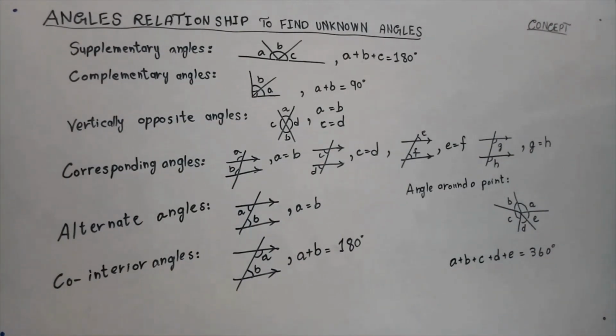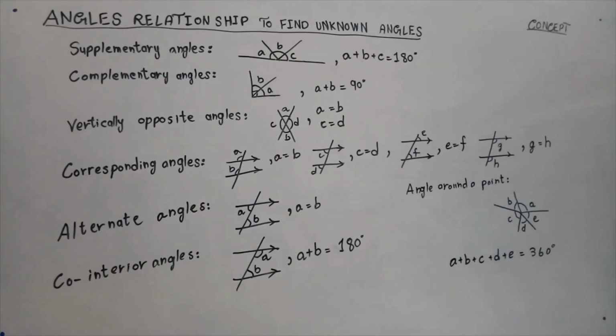Angles around a point: if we have a point and we take the sum of all the angles present around the point, then the sum will be equal to 360 degrees. I have taught you this in previous videos, so if you are not aware of it, you can watch those videos.